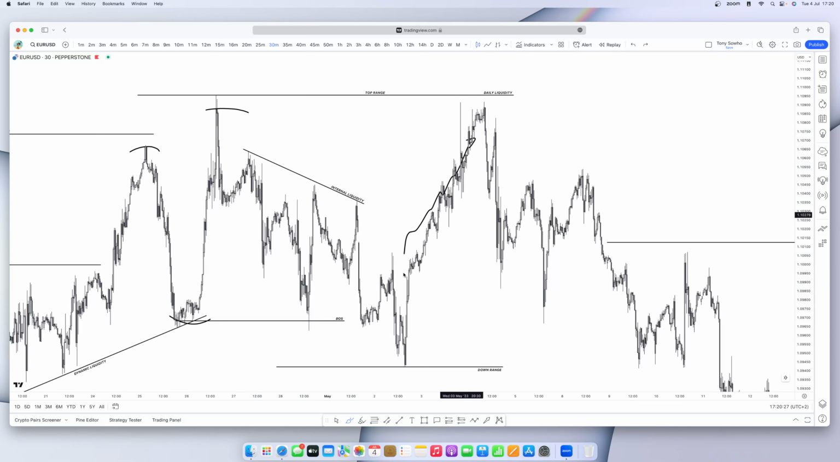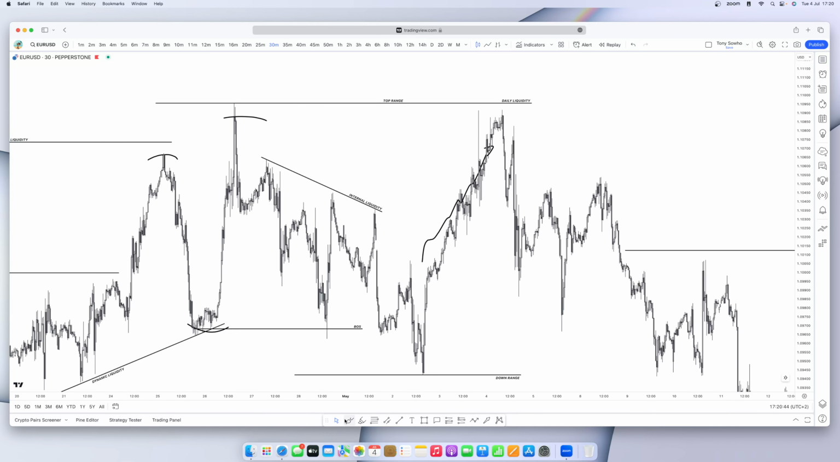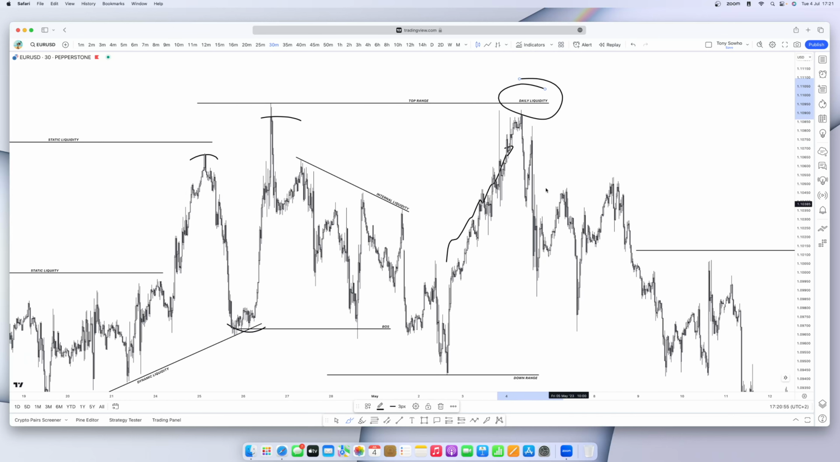Okay. Yes. So this is an example of an internal liquidity. Now, what is going to be an example of an external liquidity? External liquidity is the liquidity that is found outside a range, which could be a very good example of this area here. So this liquidity, this is a static liquidity. This is also an external liquidity because if you're going to be aiming for this high now, it is outside the range. So this can be one example of an external liquidity here.